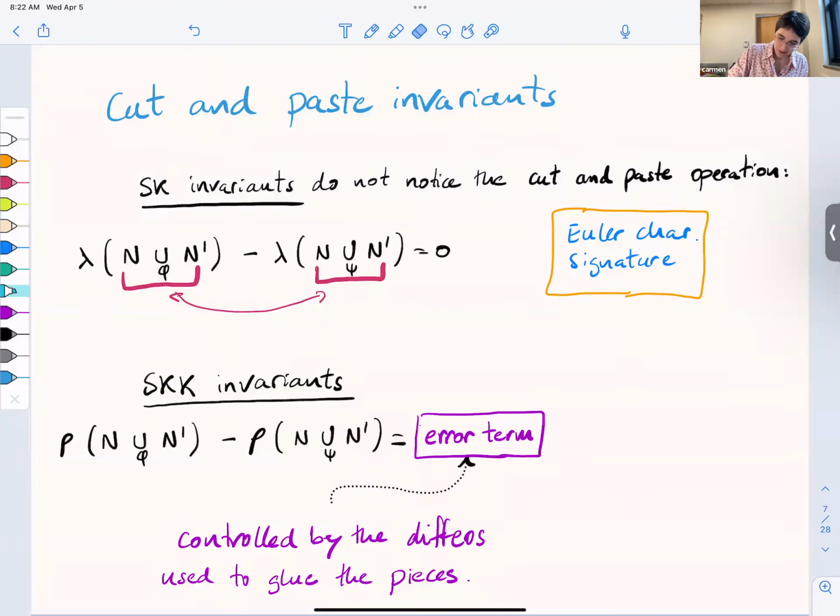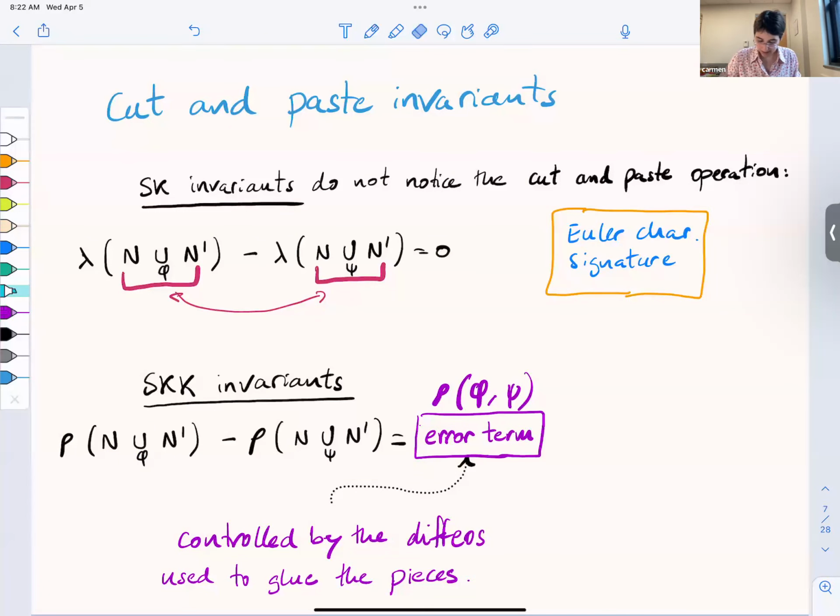So what's the difference between one and the other? You see here, it has to be perfect. The two invariants have to give you the exact same thing, so you subtract and you get 0. With SKK invariants, you're a little bit more loose. You apply your invariant to these two cut and paste equivalent manifolds, and you get some error term. And why is it controlled? Well, it's controlled just by the diffeomorphisms, the phi and the psi that you've glued along. So you could express this error term: you take your invariant, and it only depends on phi and psi.